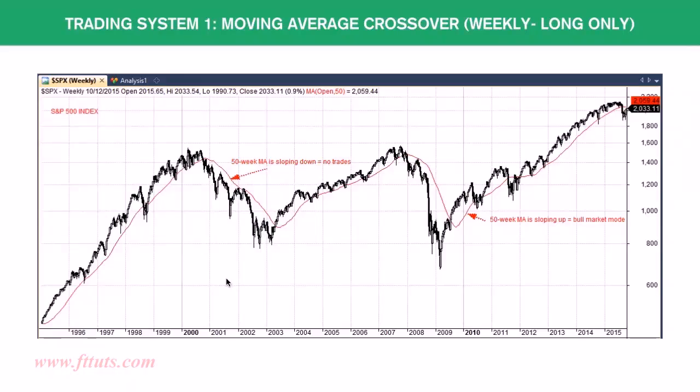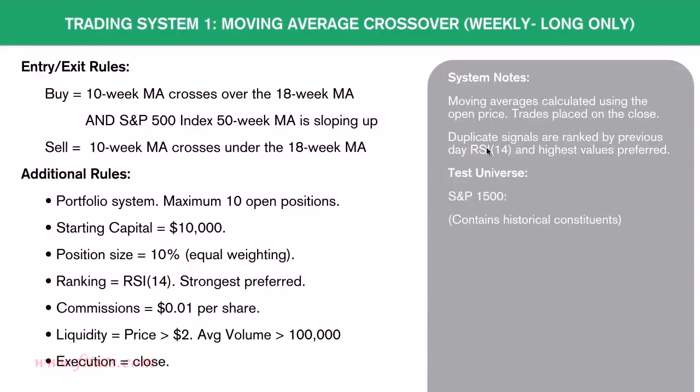Importantly, we're going to calculate all the moving averages using the open price and then execute our trades on the close. This will help us to get on board the trends early, and it avoids any look-ahead bias in our results. Most people use the close price to calculate their trading signals and then trade on the next open, so hopefully we can beat them to it by trading slightly earlier.